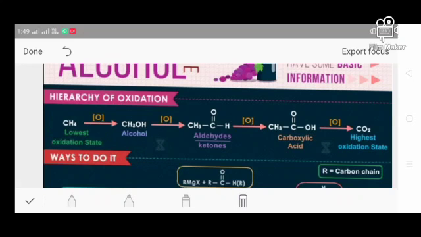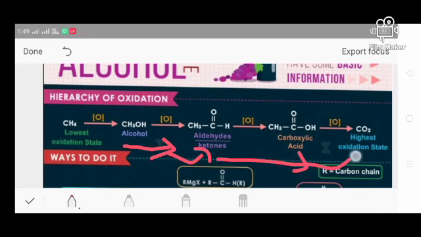After that the aldehyde group, very important. When the alcohol undergoes oxidation it forms the aldehyde or ketone. Okay, and when the aldehyde or ketone is oxidized it forms the carboxylic acid. And the carboxylic acid is again oxidized to form the highest oxidation state, that is carbon dioxide.